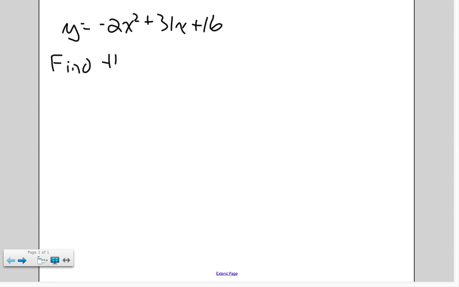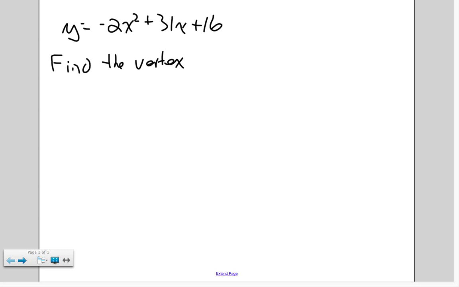Okay, so we have the equation y is equal to minus 2x squared plus 31x plus 16. We want to find the vertex of this equation. It was nice that Jordan found out that in order to find the vertex, we could complete the square, right?